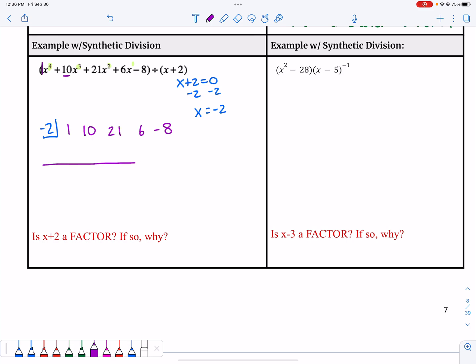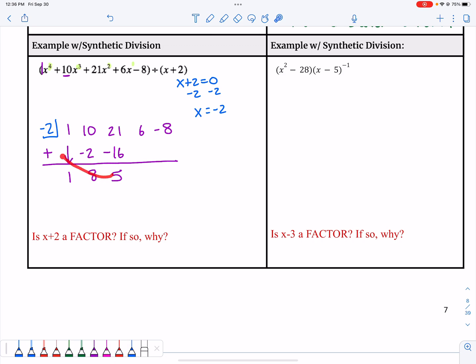Then leave room and draw a line. Drop the first number down, which is 1. Then multiply by what's in the box and bring that over. So 1 times -2 is -2. You're going to add those up. So 10 plus -2 is 8. Then 8 times -2 would be -16. And then you add those together and you get 5.